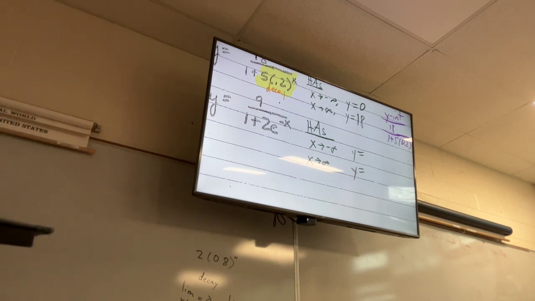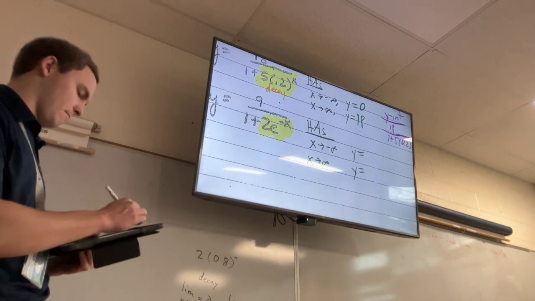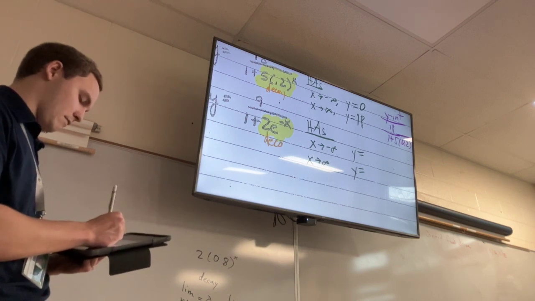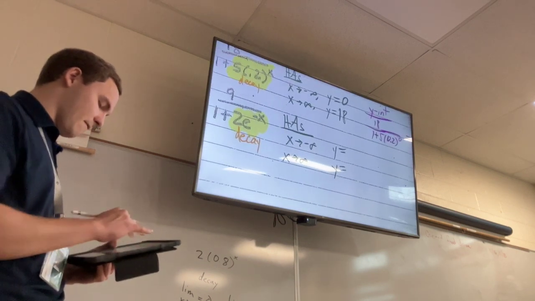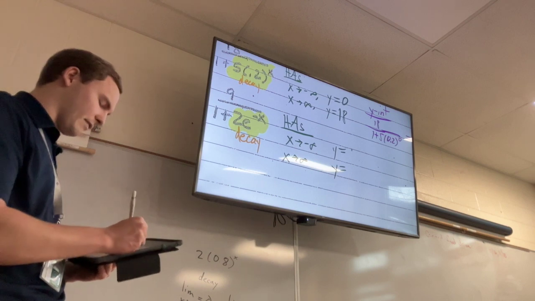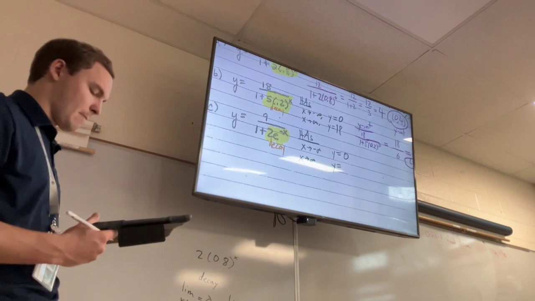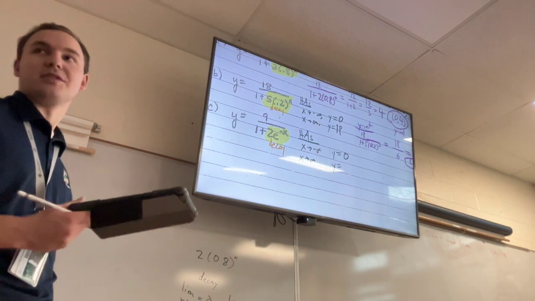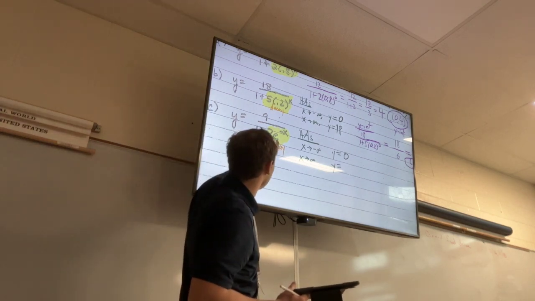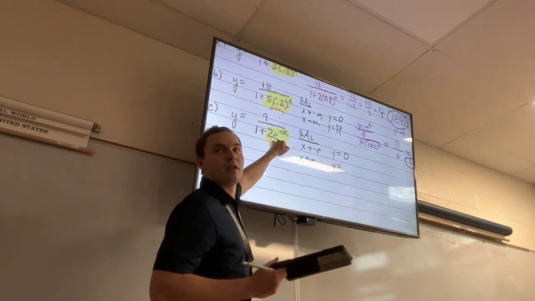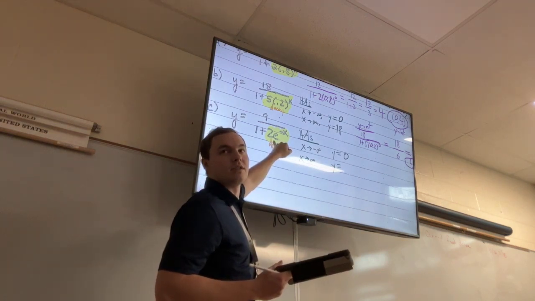Is it 0? So let's think about this. That yellow part there, is that a growth or a decay? I think it's a decay, right? So as we go to negative infinity, we're going to go to 0, so good job. What about as we go to positive infinity? Infinity. So as we go to positive infinity, this yellow part is going to go to what? 0, right? You see that?